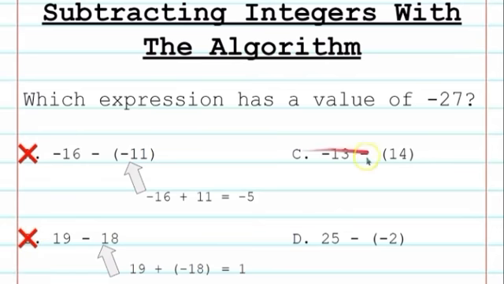So that's an X. We have C, -13 minus -14. Keep flip change will give you -13 plus -14. Add that, you get -27. And this is correct. We automatically know this one isn't, but if you were to do the keep flip change for this, it would be 25 plus 2, which will give you 27, which is not -27, it's +27, so that would not be your answer.